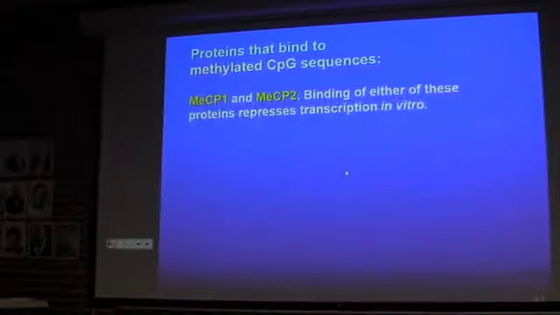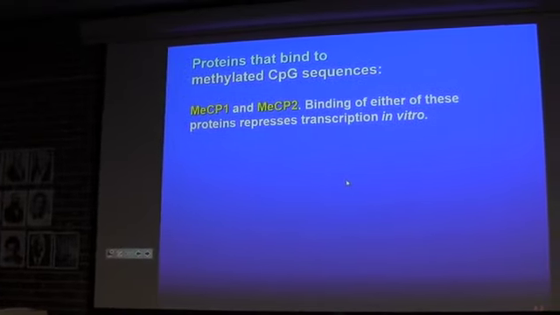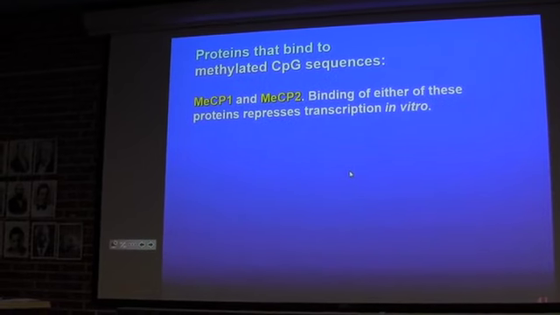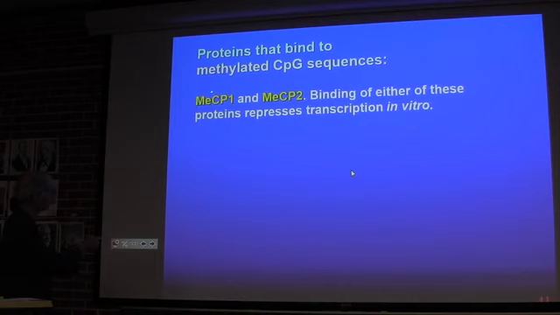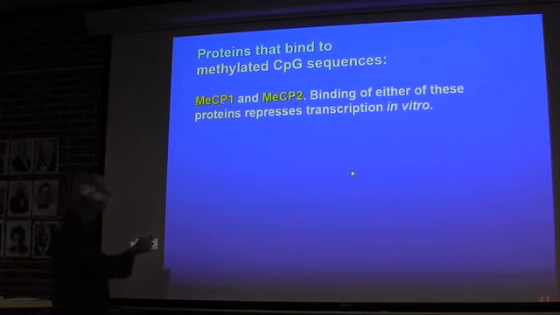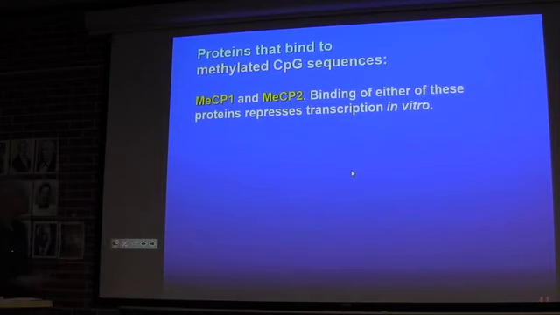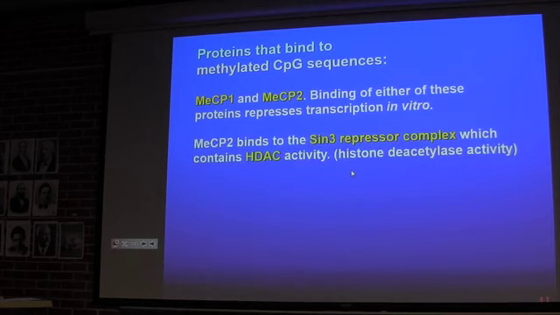And these are the proteins, the key words, that bind to the methylated CpGs: methylated C protein 1 and protein 2. MECP1 and MECP2 bind, and these two in turn attract complexes that condense the chromatin and repress. What does it bind?